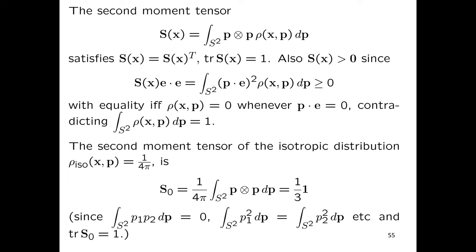Now, if you calculate the second moment tensor of the isotropic distribution, which is 1 over 4 pi, then you have to calculate 1 over 4 pi times the integral of p tensor p, and that's 1/3 times the identity, because the integral of p1 squared by symmetry is the same as the integral of p2 squared, same as the integral of p3 squared. So they add up to 1. And so the sum of the diagonal elements means that 1 over 4 pi times the integral of p1 squared is going to be a third. And then the off diagonal elements are 0. This integral is equal to minus itself, changing p2 to minus p2. So the second moment of the isotropic distribution is in fact just 1/3 times the identity.